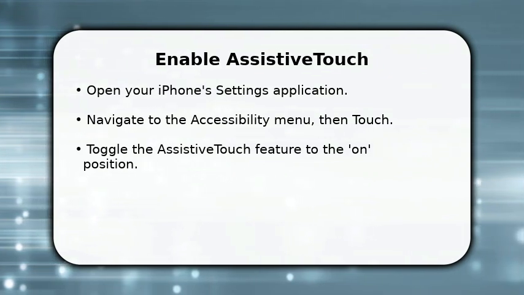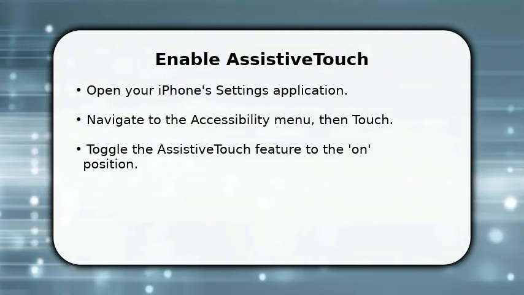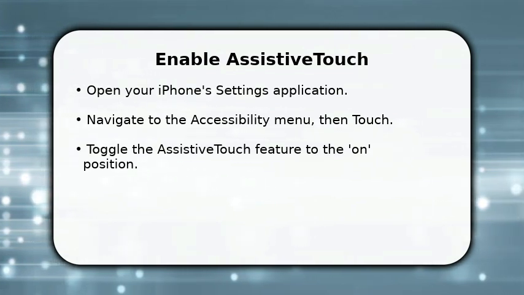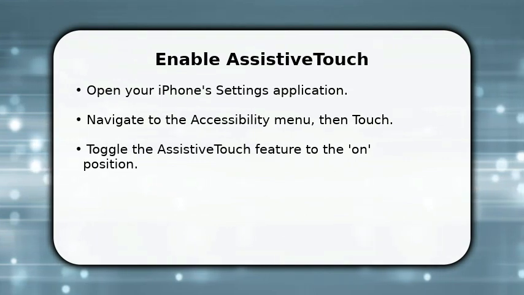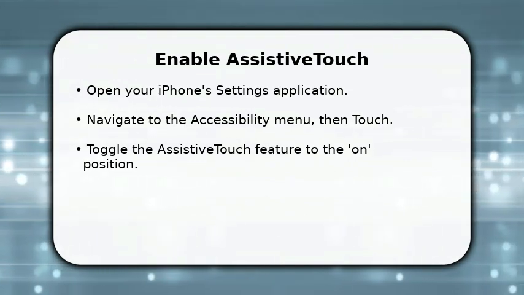Within the touch settings, you'll find Assistive Touch. Tap on it and then toggle the switch to turn Assistive Touch on. A floating circular button will now appear on your screen, ready for customization.